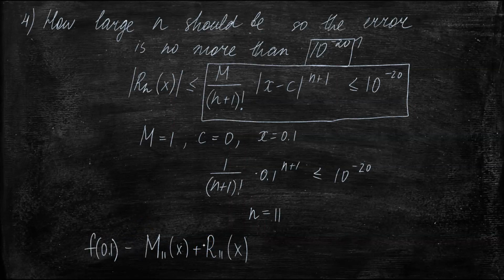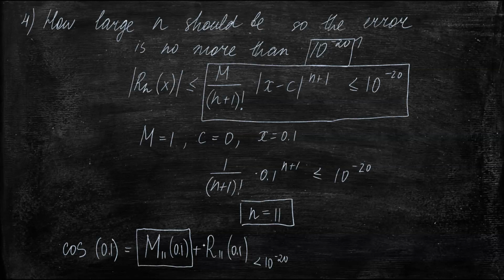So again, we're looking for the output at 0.1. So this inequality guarantees that the remainder will be less than this number. But if the remainder is less than that number, that means this, as an estimate, is within 10 to the negative 20 of the true value of this function. In our case, the function is actually cosine. It's not an arbitrary function, it's cosine. So the answer to the question how large n should be so the error is no more than 10 to the power negative 20, the answer is n should be 11.